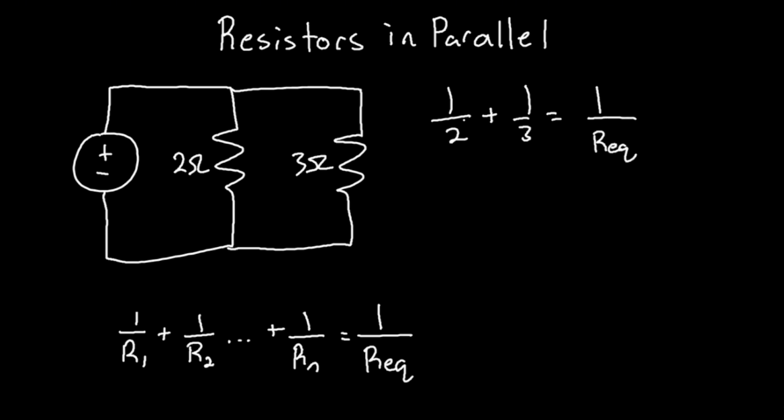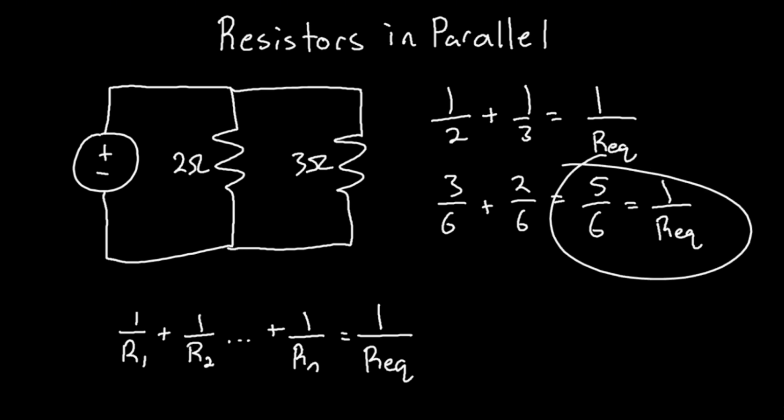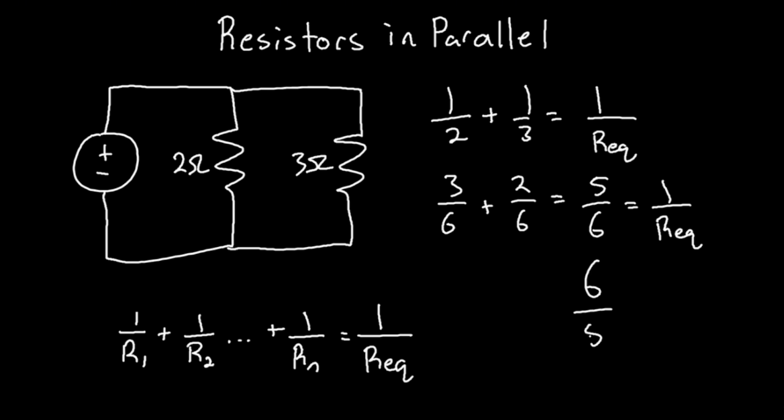So what's 1 over 2 plus 1 over 3? This is 3 over 6 plus 2 over 6, which is equal to 5 over 6. Keep in mind, 5 over 6 is equal to 1 over Req. In order to find Req, you just need to find the reciprocal of both of these fractions. So you flip both of these fractions over, and you get 6 over 5 is equal to Req over 1, and Req over 1 is just Req.